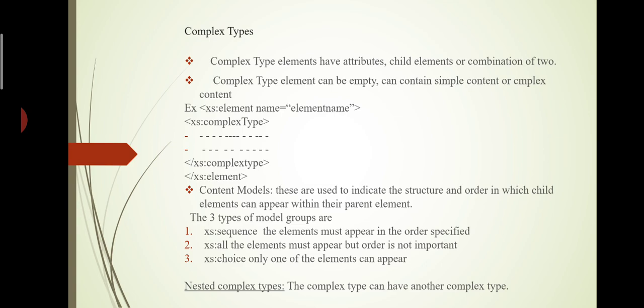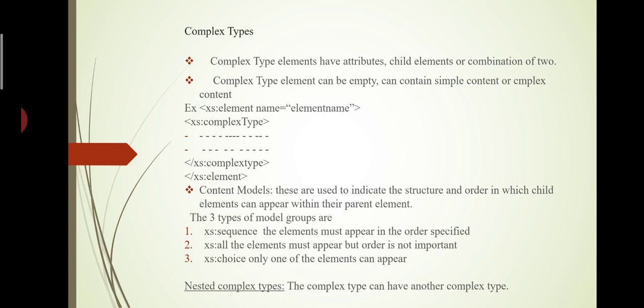I have shown in the example how to declare these complex types. I have given xs, which denotes XML schema, colon, element, space, name. So name is equal to, I have provided the value for the name. Next I have written xs colon complexType. This part of the code declares the complex type of the schema.